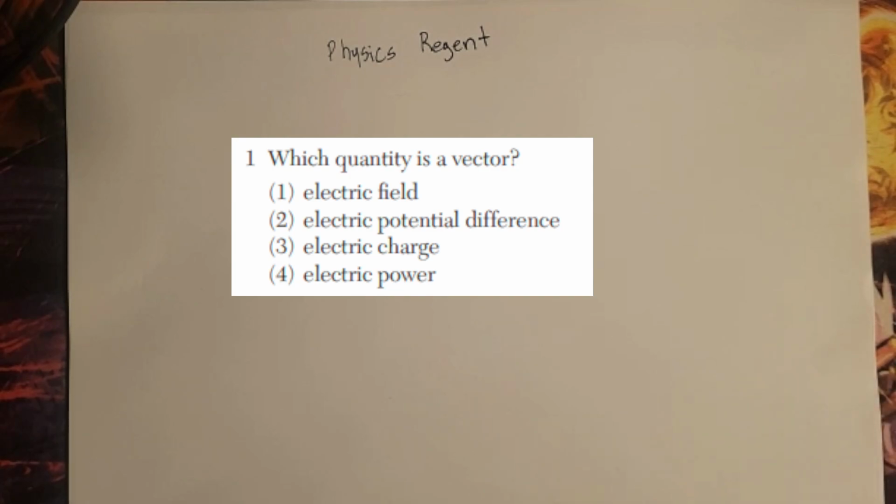Okay, if you take a look at the first question, it asks which quantity is a vector. What you need to remember is that vector quantities are those that have a magnitude, in other words, a value, and a direction. Magnitude is just a fancy way of saying something has a value. So vectors have direction. Our options here are electric field, electric potential difference, charge, and electrical power. The only one here that has a direction is the field.